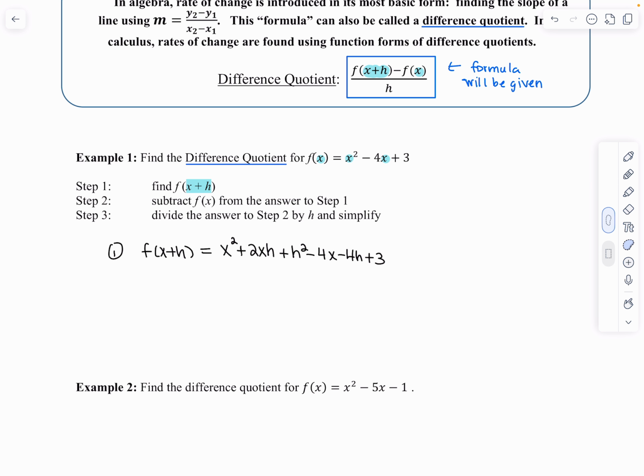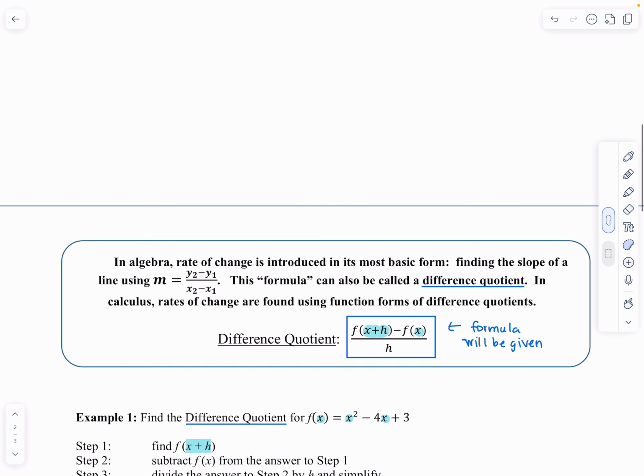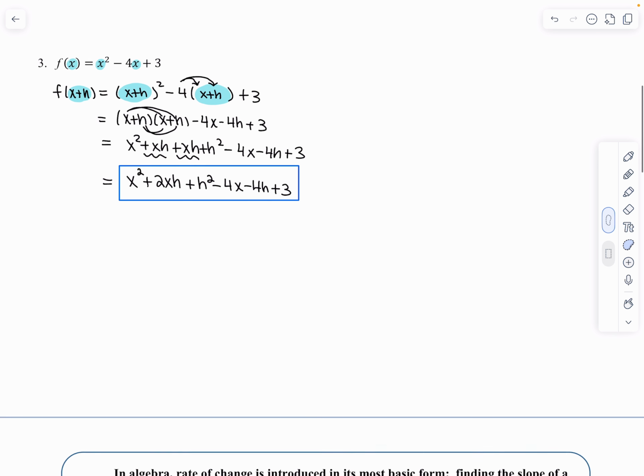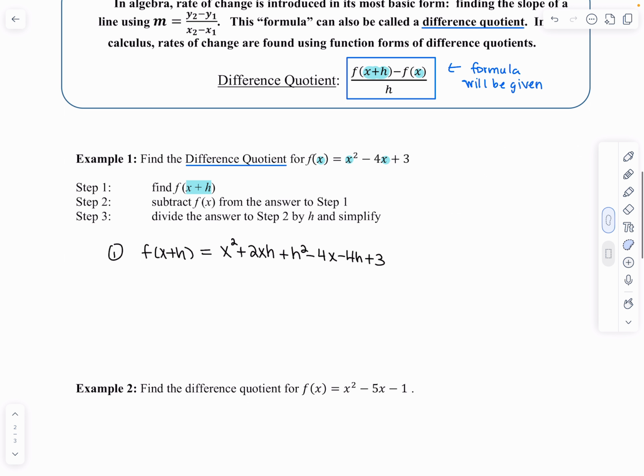Right? So again, just to review, how did we get this answer? We plugged in x plus h, we squared it, then we subtracted 4 times it, then we added 3. We had a little bit of like terms to combine, and those terms at the end were what we were left with. So there's my f of x plus h.